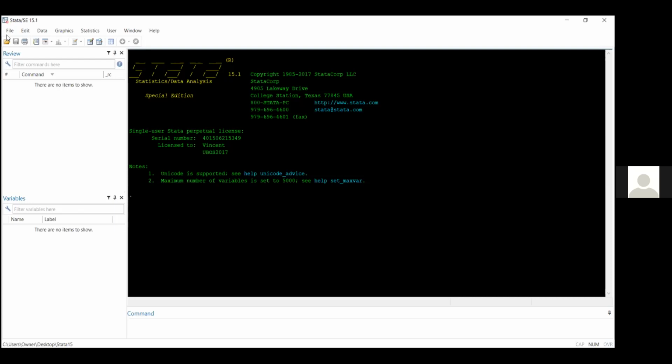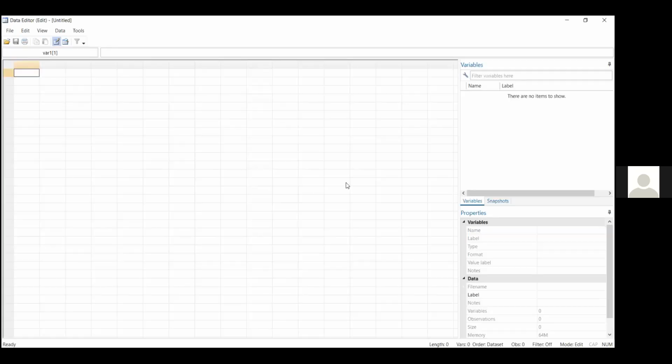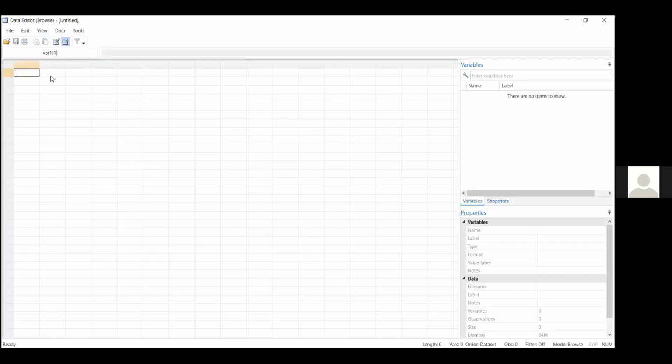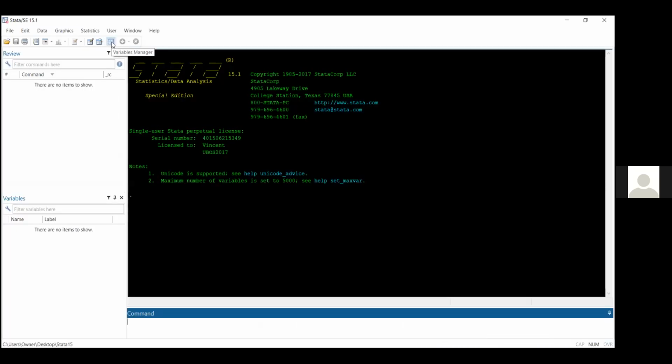Or maybe I didn't talk about these icons down here. This is open, this is save, this is print your results. This is, we'll see a log, I'll talk about this later. There is a data editor here, meaning if you click here, you can start entering your data and variables, and then you save it. If you come here, this is browse. Browse is the same as editor, but in browse, you are not allowed to adjust or change anything. So it won't let you change anything. If anything, you have to go to editor. Variables manager, if you want to manage your variables, and that's it.